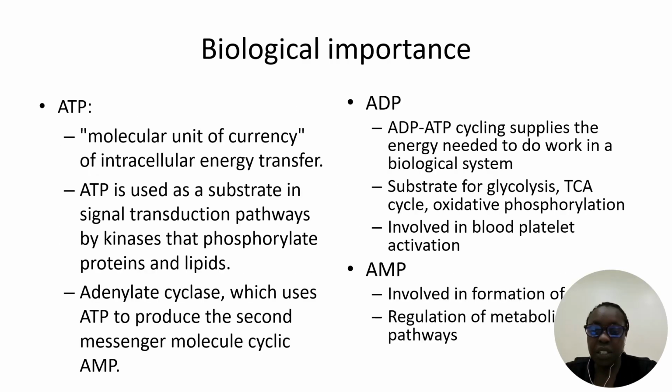So AMP is very important in the regulation of metabolic pathways. It plays a very important role in the regulation of metabolic pathways. When the energy level is low, the AMP concentration is high, and metabolic pathways that stimulate production of energy are activated. When the energy level is high, or the AMP concentration is low, these pathways would be inhibited, because AMP, ADP, and ATP exist in a ratio. So if AMP is high, it means that the ATP is low.